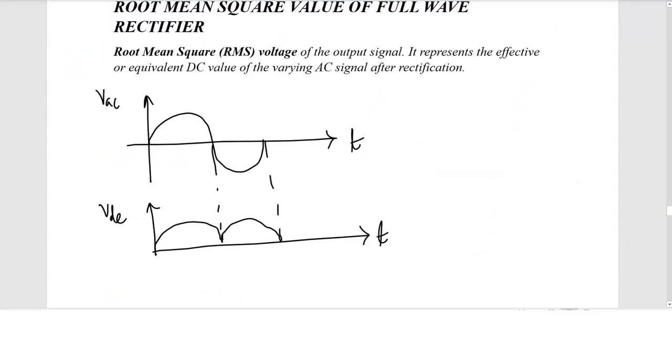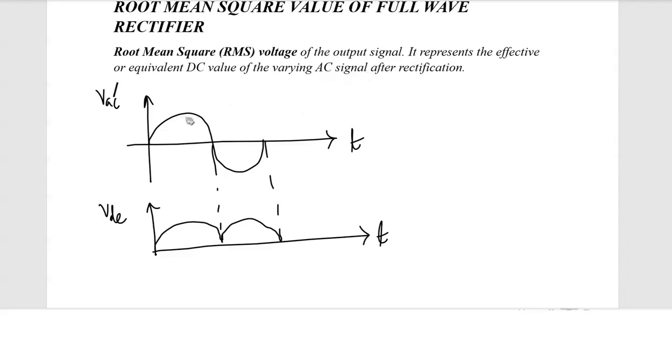Hello friends, in this discussion we are going to look at the root mean square value of a full-wave rectifier. The root mean square value of the output signal represents the effective or equivalent DC value of the varying AC signal after rectification. So after rectification, what VRMS value do we have? Or if you have a DC output, what is its equivalent VRMS value when it was an AC signal?